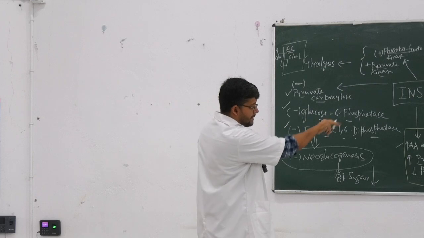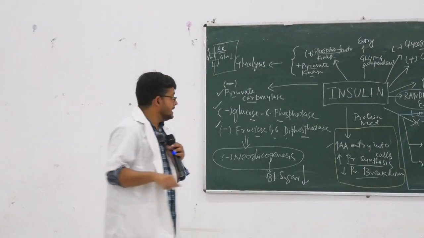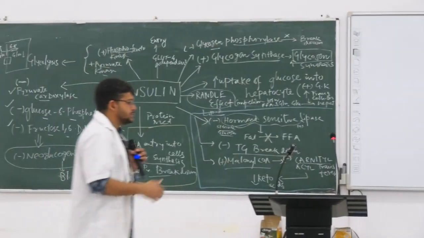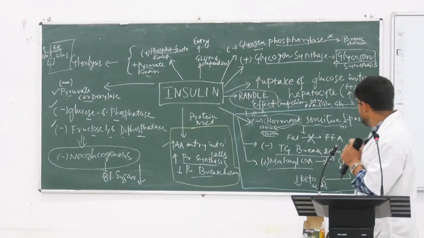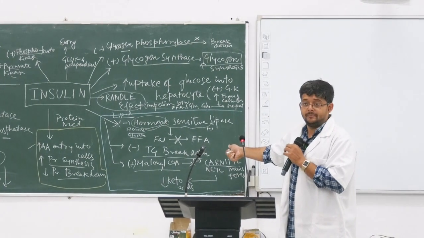Then it will move into malonyl-CoA pathway. Now malonyl-CoA pathway actually helps in reducing keto acid by inhibiting carnitine pathway.